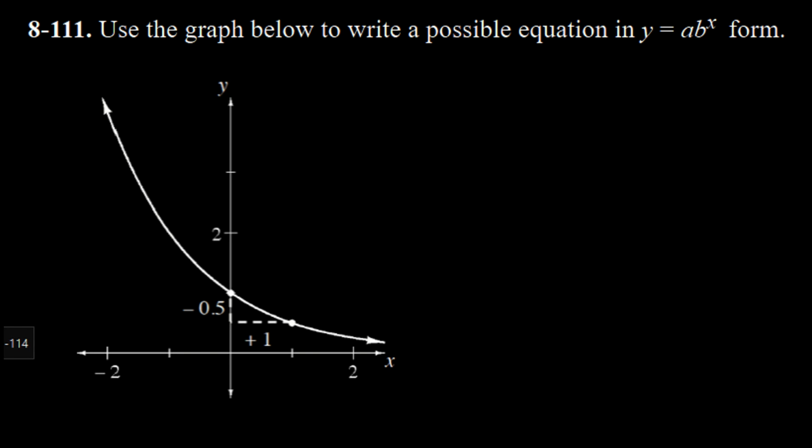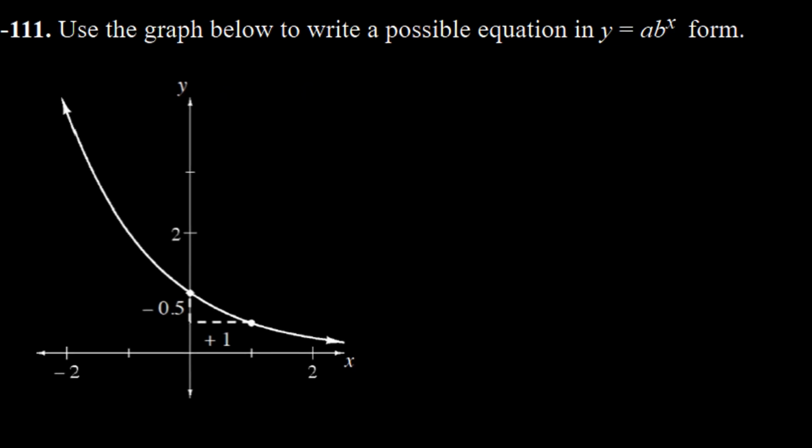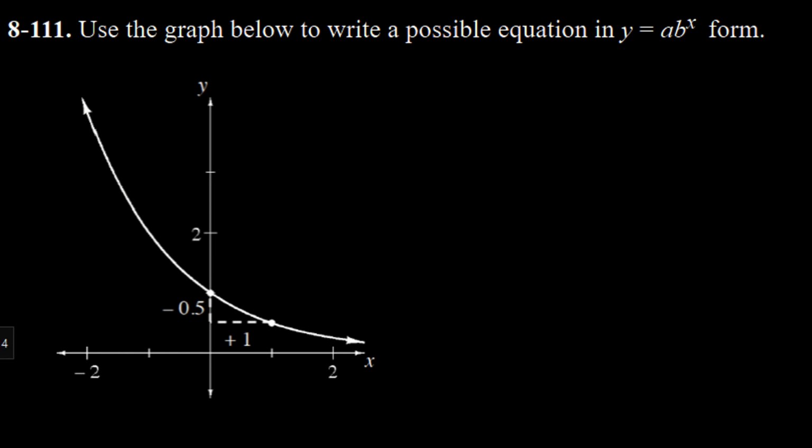Okay, 111 says use the graph below to write a possible equation in y equals a times b to the x form. So first thing that I see is they are showing me, what are they showing me here? It looks like they're showing me that the point 0, this is going down a half and then over 1.